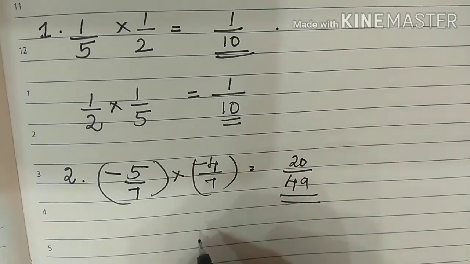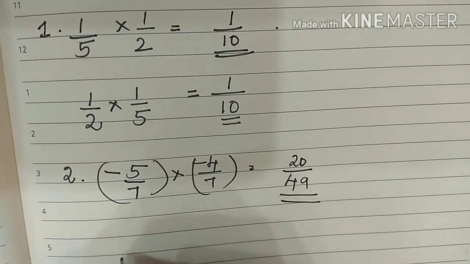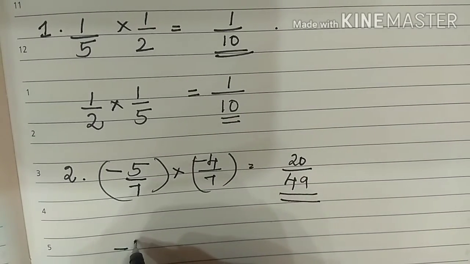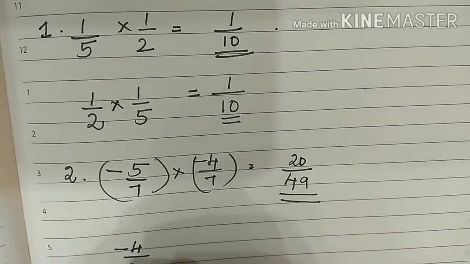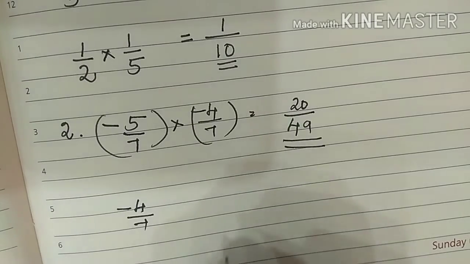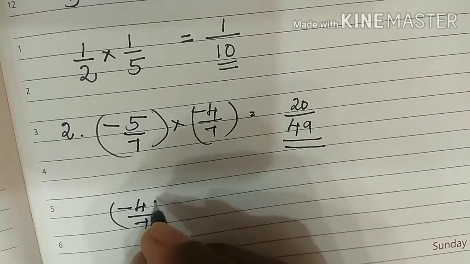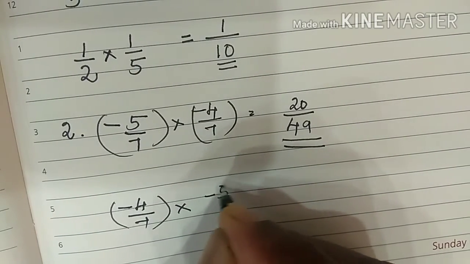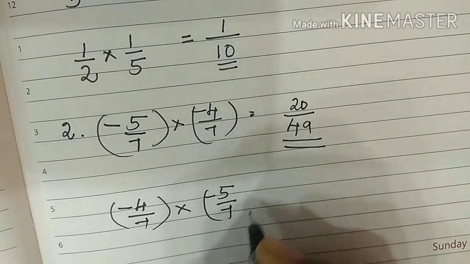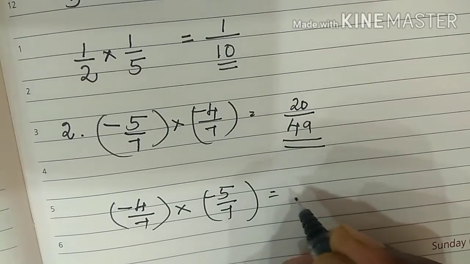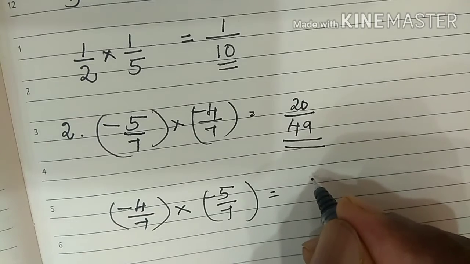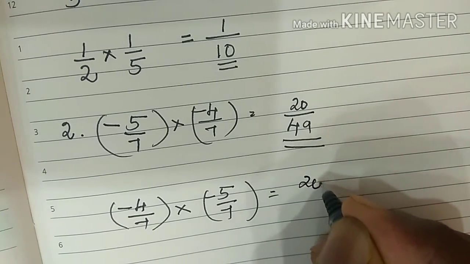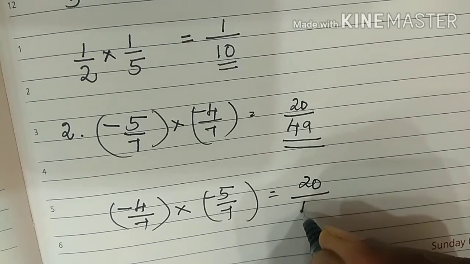Let's multiply it changing the order. So okay, this time minus 4 by 7 will come first. Let it be in brackets into minus 5 by 7. Okay, so let's take the product. Minus into minus plus. 5 4s are 20 and 7 7s are 49.